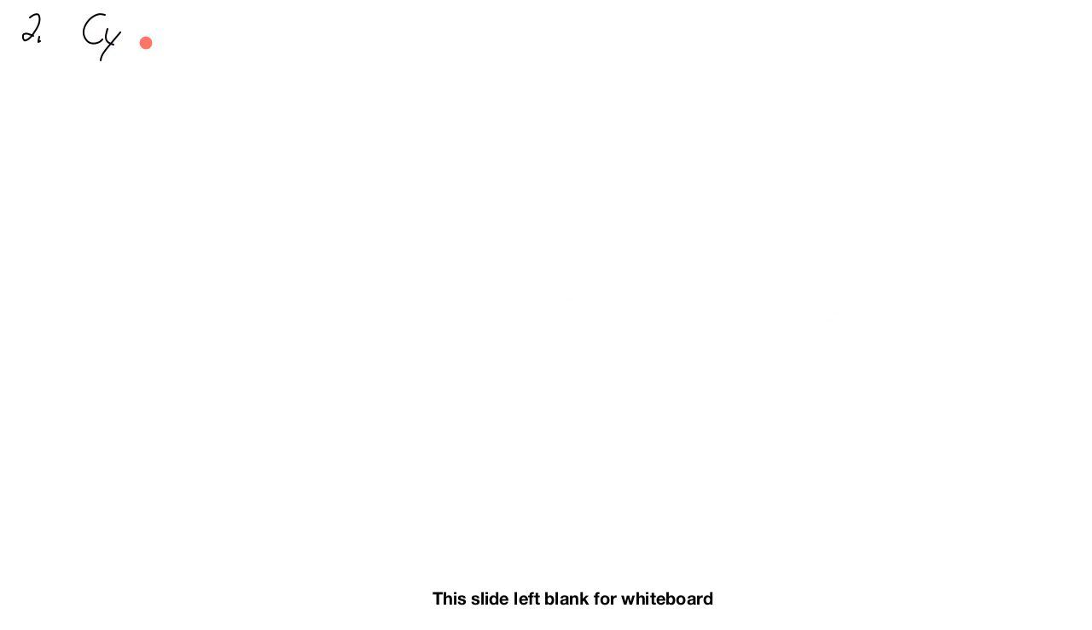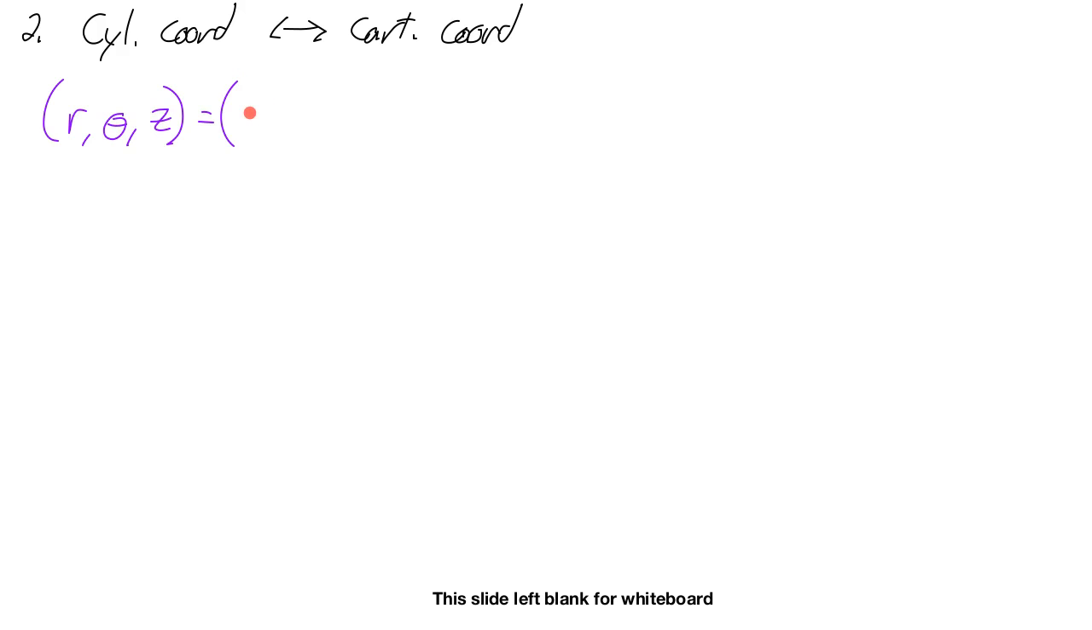In this one, we were asked to convert a cylindrical coordinate system to Cartesian coordinates, and also Cartesian to cylindrical. So we're asked to basically convert. The first one is cylindrical to Cartesian, and we're given the triple r, theta, z equal to 2, pi over 4, and 3.